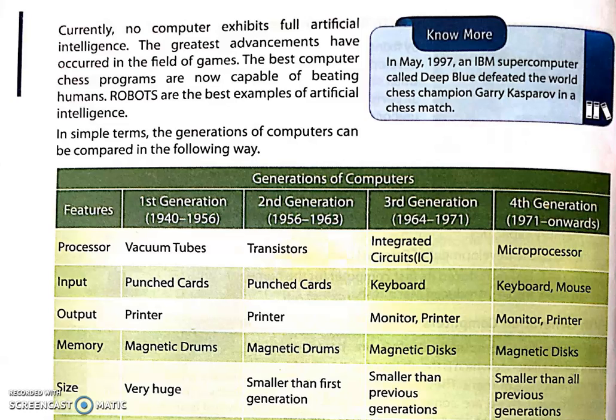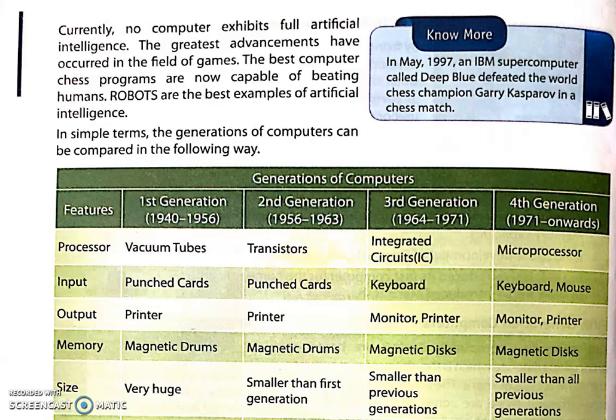The greatest advancements have occurred in the field of games. The best computer chess programs are now capable of beating humans. Robots are the best example of artificial intelligence. You know there are some robots like Asimov or Alexa or even your Siri. These are robotic programs which are examples of artificial intelligence.